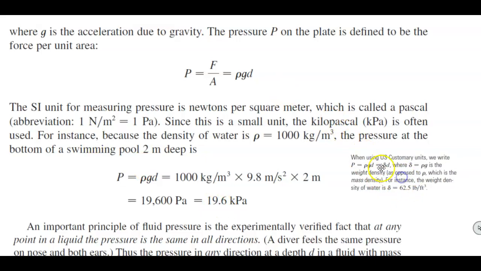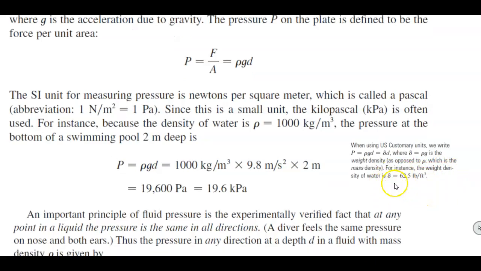Now again over here, when using US customary units, we're going to write the following. You're going to see that the pressure is equal to rho times g times D, and then we end up getting a weight density. So for instance, the weight density of water would then be 62.5 pounds per cubic foot.